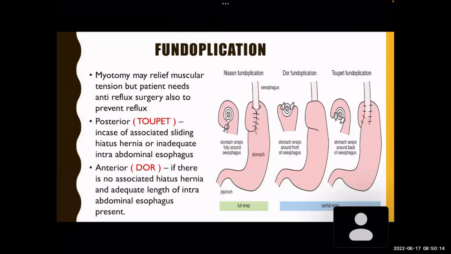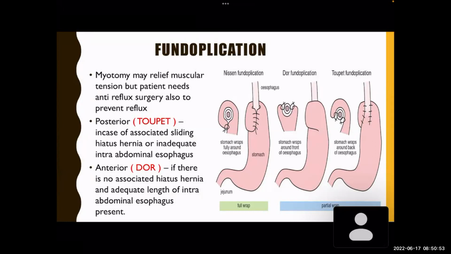Myotomy followed by a fundoplication should be done, because myotomy may relieve the muscular tension, but the patient needs anti-reflux surgery also to prevent reflux. Generally, we are not currently practicing Nissen in achalasia cardia. We are practicing the posterior wrap, Toupet wrap, in case of an associated sliding hernia or inadequate intra-abdominal esophagus. We will do a 180 degree posterior wrap, as shown over here. The stomach wraps around the esophagus, in case it is associated with a sliding hernia.